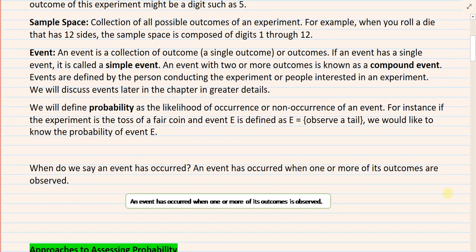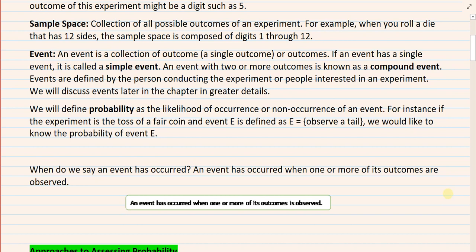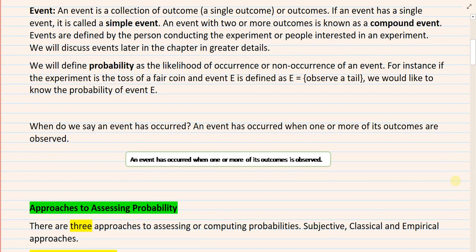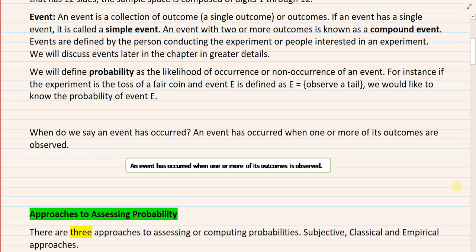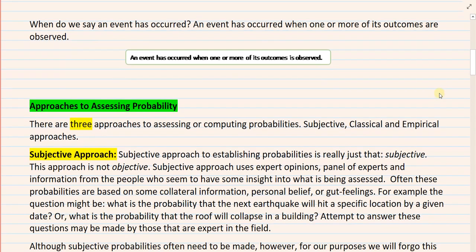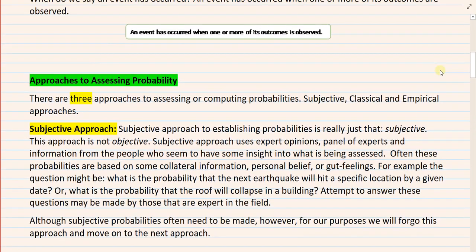Now, having defined probability as a likelihood of something happening or not happening, how are we going to measure probability? It turns out that there are 3 approaches to assess probabilities. We're going to go through these 3 approaches. The first approach is called the subjective approach.